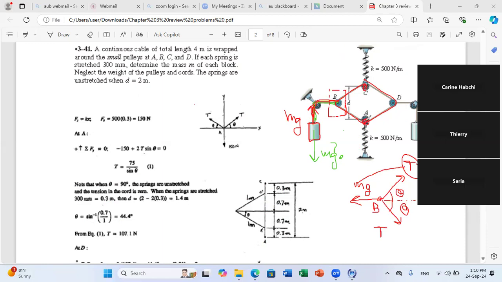Now, if you go to A and you want to draw the forces acting on A, what do you have? You have first the spring force. Since your spring is stretched, the force of the spring on A will be downward. So this is F spring. And you know the value of F spring because you know the stretching.